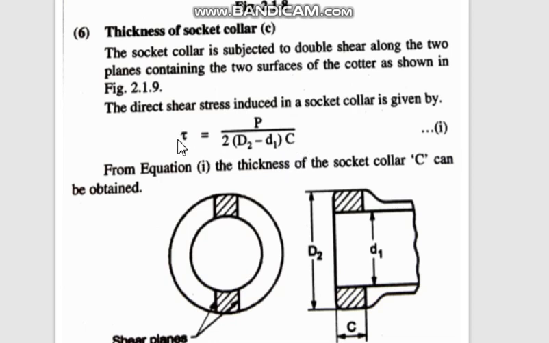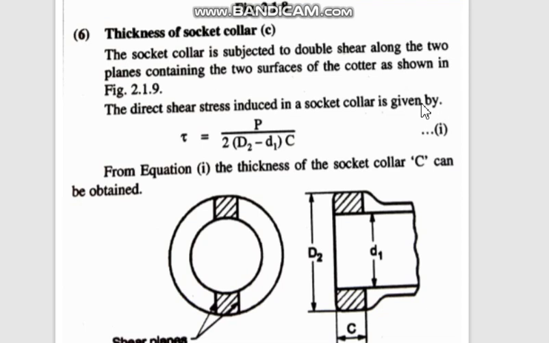Now the strength equation will become shear stress, tau, is equal to load upon area, P by A. This is transverse shear, that's why we use this formula, load upon area. If it is a torsional shear we will use the torsion equation, that is different. So load is P, area is this. From this equation the thickness of the socket collar C can be obtained.